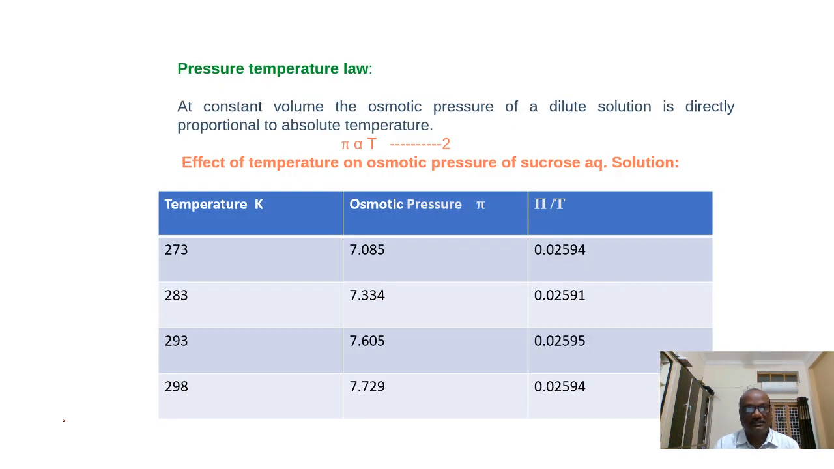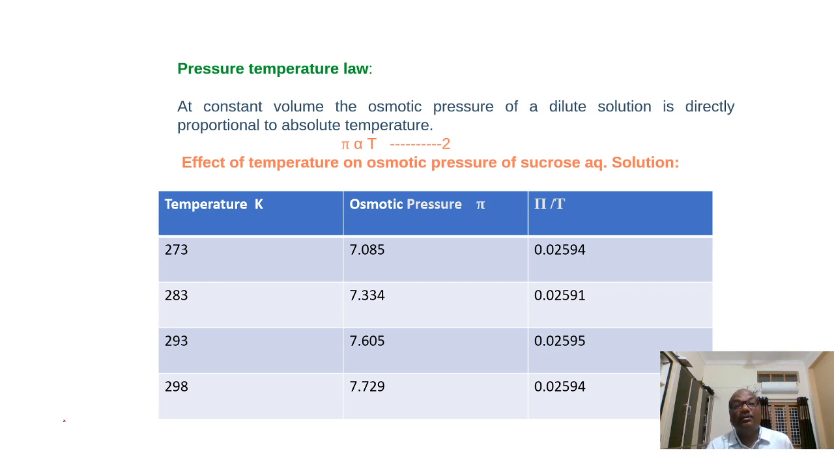Okay, next. Pressure temperature law. We know the Charles-Gay-Lussac law. According to the Charles-Gay-Lussac law, in the case of gas, the pressure of the gas is directly proportional to absolute temperature at constant volume. The same type of law is defined in the case of dilute solution.